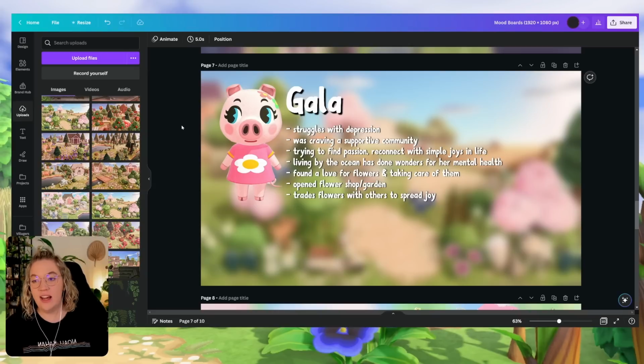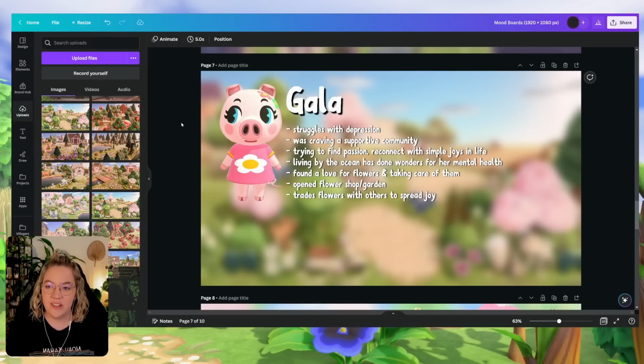All right, so Gala struggles with depression, was craving a supportive community, and is trying to find her passion and reconnect with the simple joys in life. She lives by the ocean, which has already done wonders for her mental health, and she found a love for flowers and taking care of those, and therefore opened a little flower shop or flower garden by the ocean. And now she trades flowers with the other villagers to spread that joy and do something for the community, I guess. So that's her story. I feel like that's kind of cute.